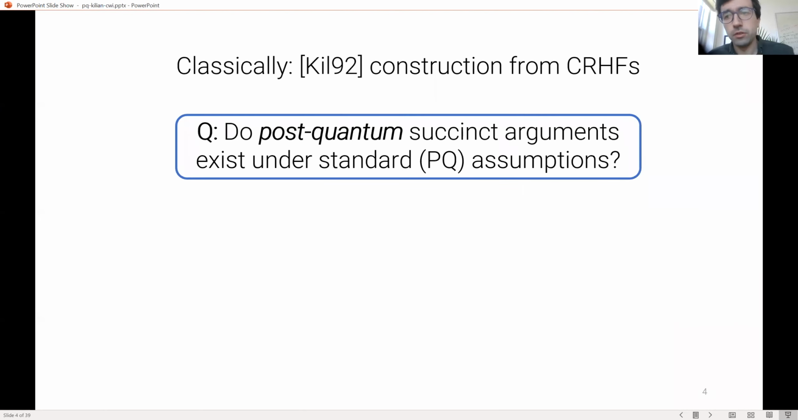Okay, so how do we build these things? Classically, there is a fairly simple construction due to Killian from collision-resistant hash functions, and I'll show that in a second. The question that naturally follows from that is, do post-quantum succinct arguments exist under standard post-quantum assumptions? So, we have the simple construction classically, what can we do in the quantum setting?